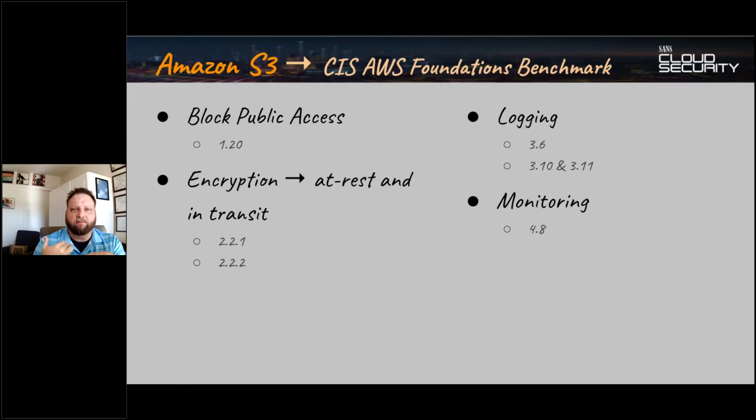Ensure that object level logging for write events, WRITE, not RIGHT. And then also you want to log for object level logging if possible, like if your use case finds it useful to account for object level logging for reading events is enabled. And then ensure you have a log metric filter and alarm set for S3 bucket policy changes.